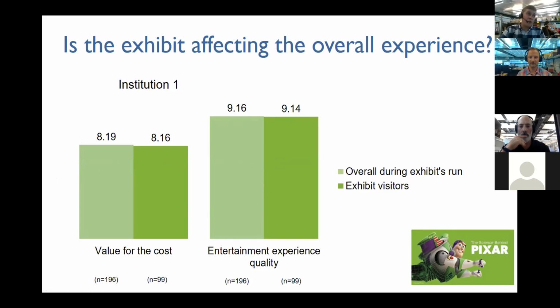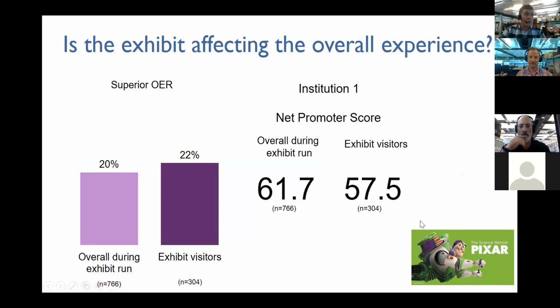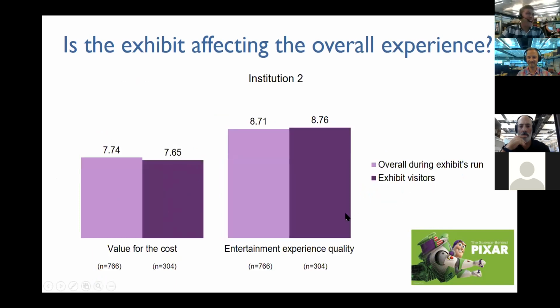And to throw a third institution in now that also had Pixar. For this one, we saw people who visited Pixar in the dark purple here were more likely to give a superior rating, but their Net Promoter Score was lower. What does that mean? Maybe we can talk about it in a few minutes. And they also saw some inconsistent patterns for the experience ratings. Slightly lower value for cost ratings for Pixar visitors, slightly higher entertainment experience ratings, although these differences are not even as large as the ones we saw for Game Masters.